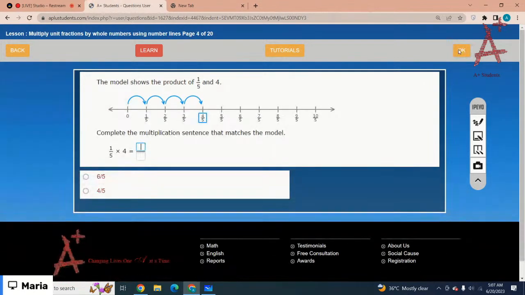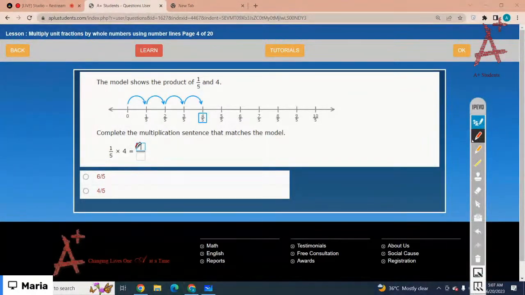Okay, the model shows the product of 1 by 5 and 4. Complete the multiplication sentence that matches the model. So which is the correct option? You can see here, the correct option is 4 over 5. Got it? It would be 4 over 5.